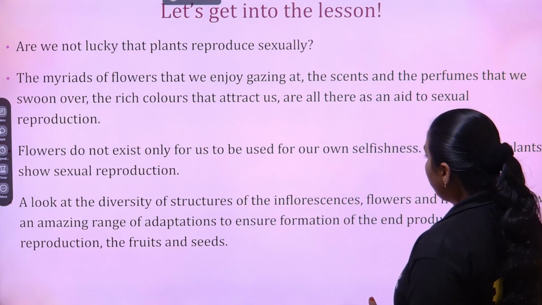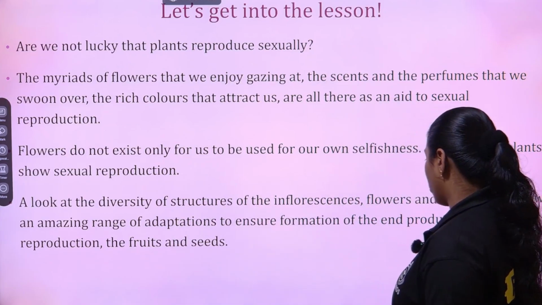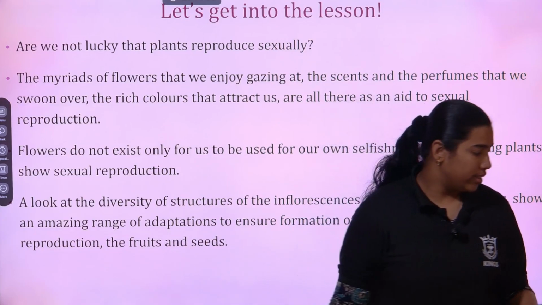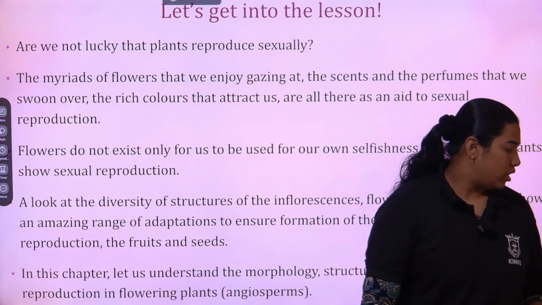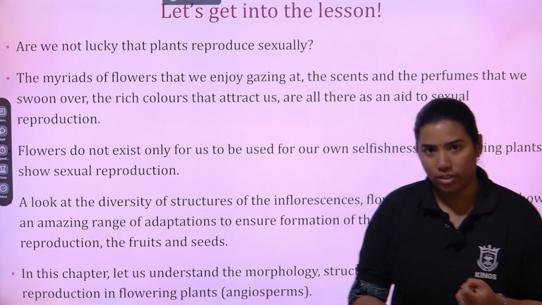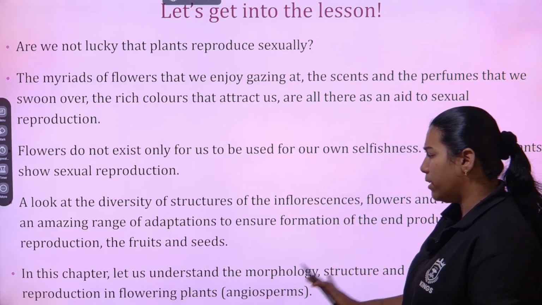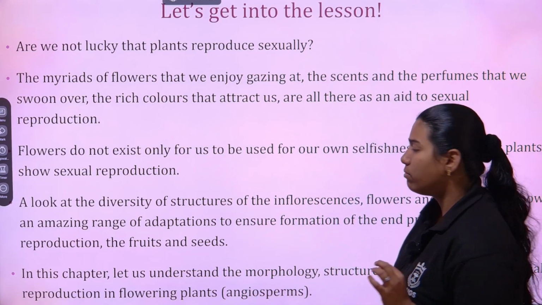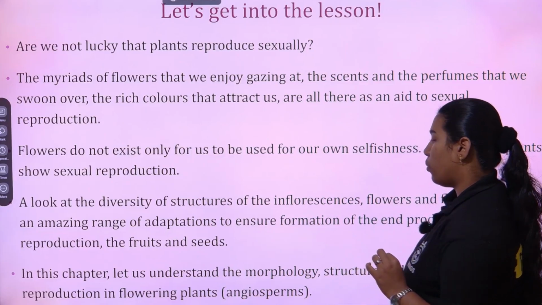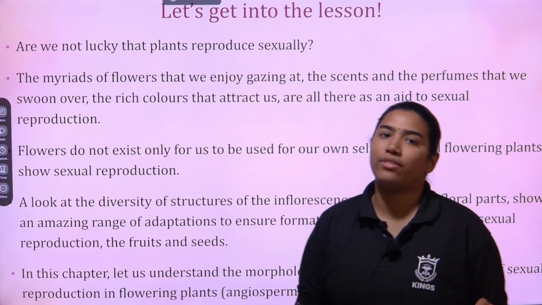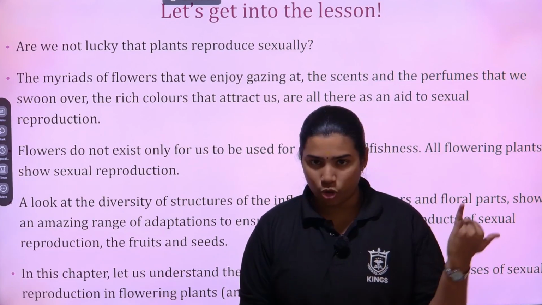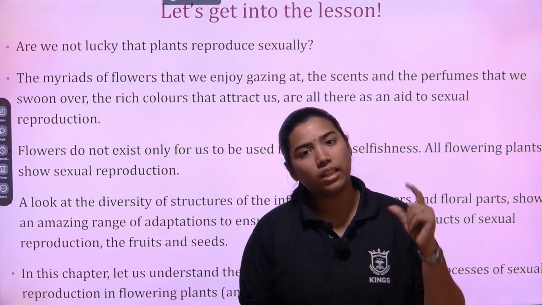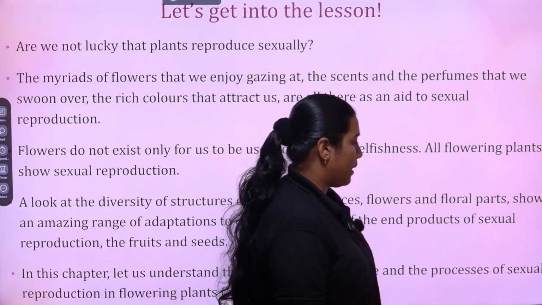Inflorescence, flowers and floral plants show an amazing range of adaptation to ensure formation of the end products of sexual reproduction, fruits and seeds. It's also very important. Finally, we'll be looking at the morphology, the structure and the complete process of sexual reproduction. We are focusing only on angiosperms. Why? So why are you only focusing on angiosperms? Angiosperms only produce flowers. Remember, gymnosperms, bryophytes, pteridophytes or algae do not produce them for any reason. Only the angiosperms will be producing flowers. Fine.